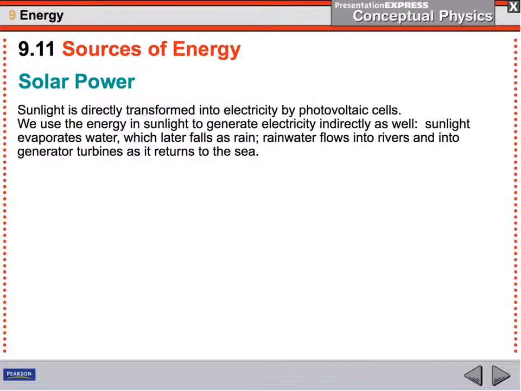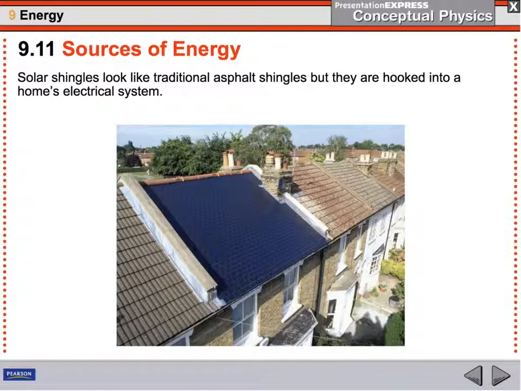All right, solar power. Sunlight is directly transformed into electricity by photovoltaic cells. We use the energy in sunlight to generate electricity indirectly as well. Sunlight evaporates water, which later falls as rain. Rainwater flows into rivers and into generator turbines as it returns to the sea. Solar shingles look like traditional asphalt shingles, but they are hooked into a home's electrical system. You can put these on the side of your house and have your house basically work as a battery.